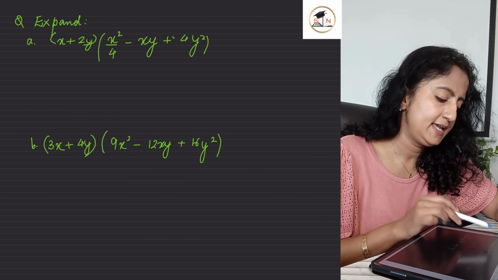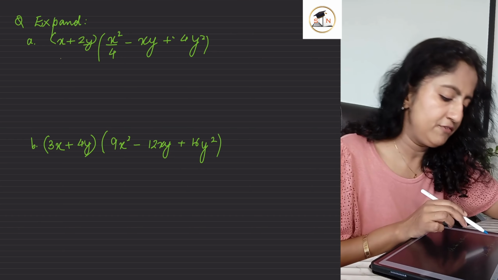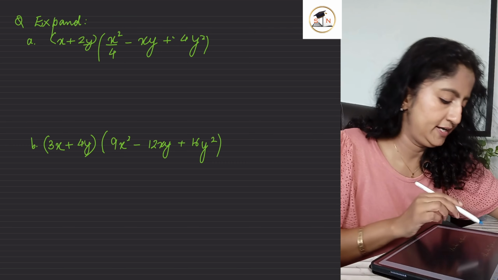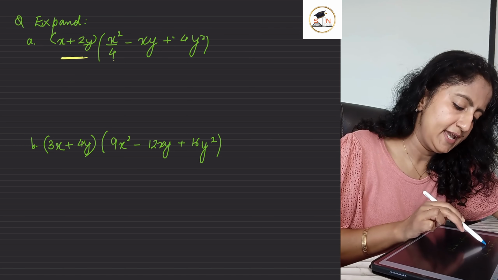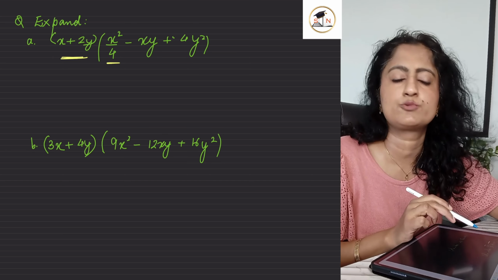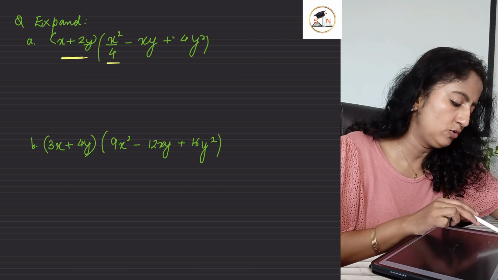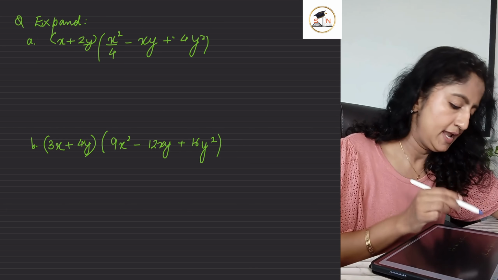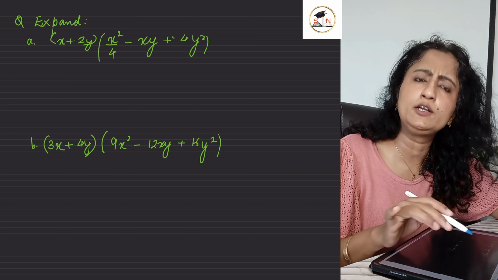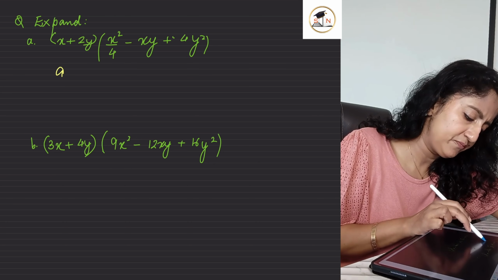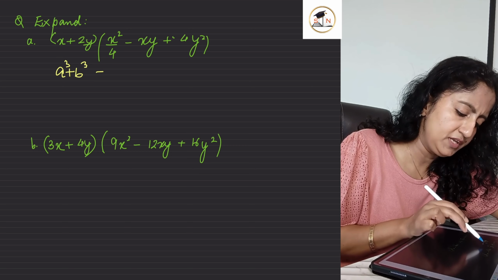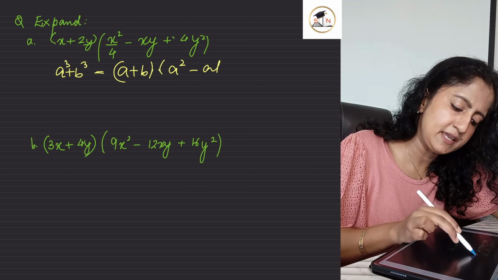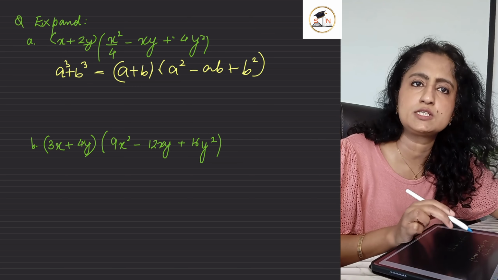The first question says expand. Now, when we are expanding, we have the expanded side already, right? This is x plus 2y, x square over 4 minus xy plus 4y square. It's given to us. So what we need to do is go back to the a cube plus b cube form. And how do we do that? We just don't need to do anything. We'll write the original identity. We know that a cube plus b cube equals a plus b into a square minus ab plus b square. This is what we just learned, right?